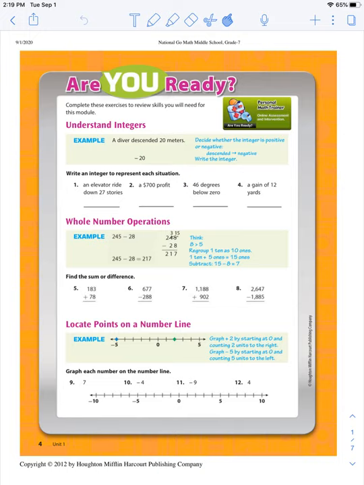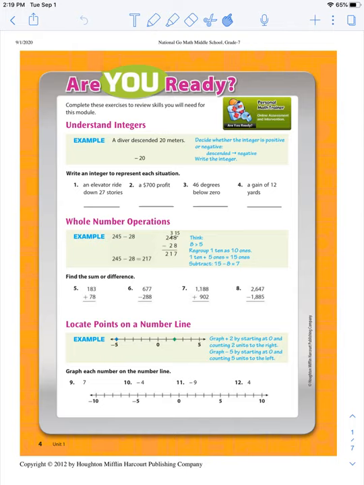All right, this is lesson 1.1. I can add integers with the same sign. So a little bit of a refresher from last time. We were talking about what an integer is. An integer is a positive or negative whole number.